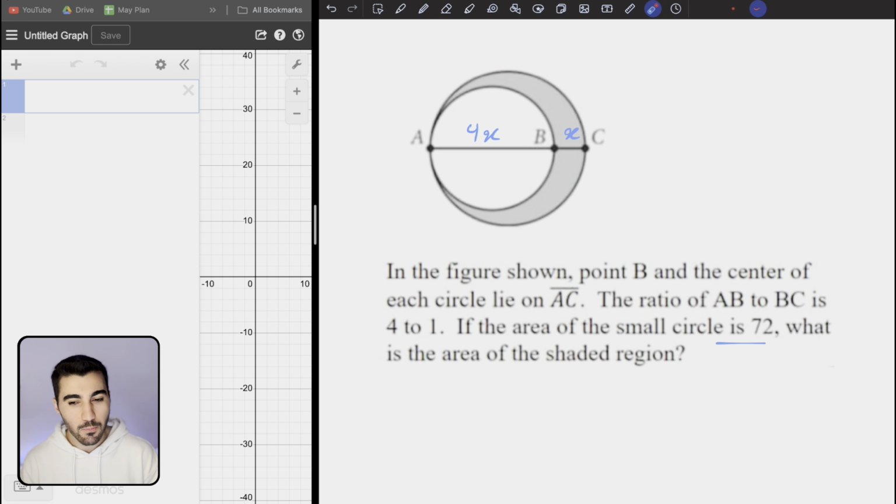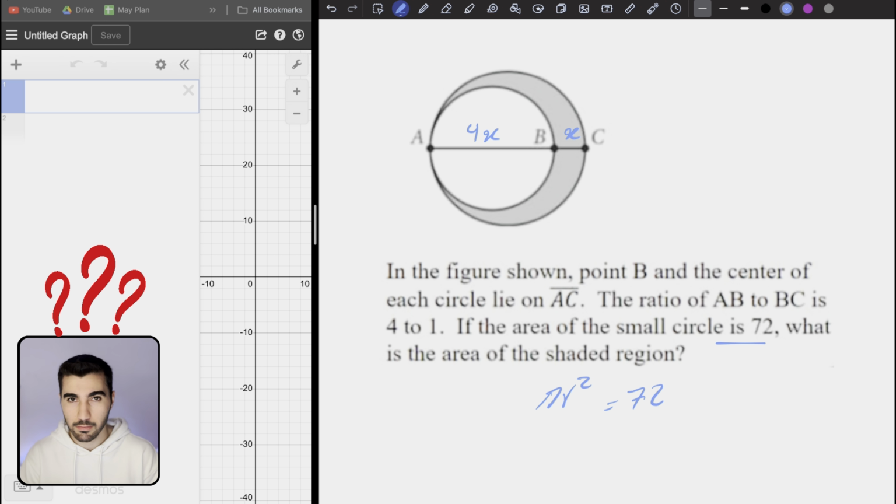If the area of the small circle, this one, is 72, how do we find the area of the circle? We do pi r squared, right? So let's write pi r squared equals 72 for the small circle. Now, what is the radius of the small circle?